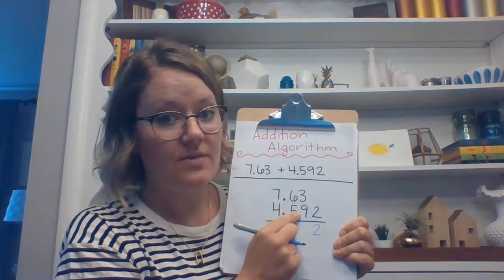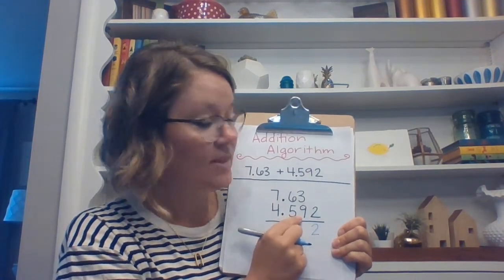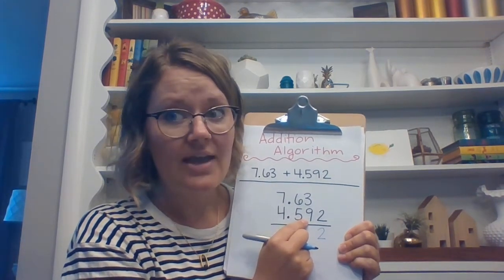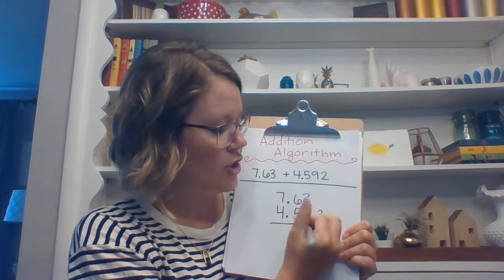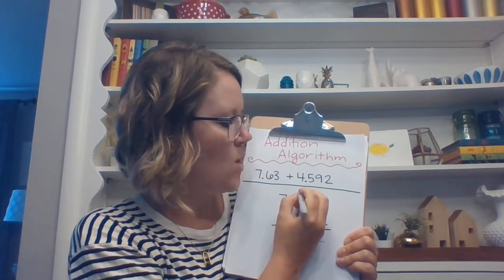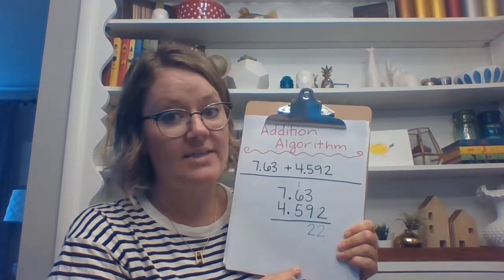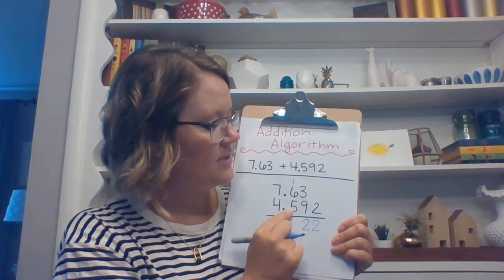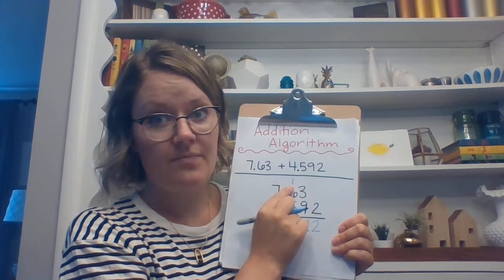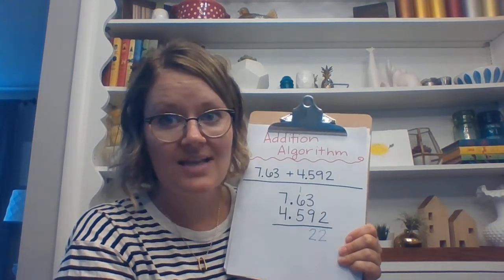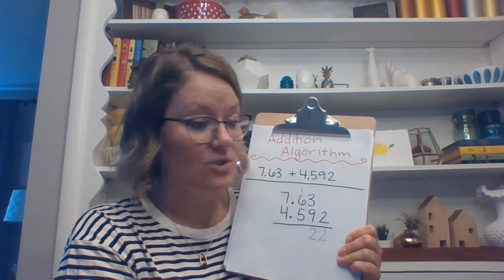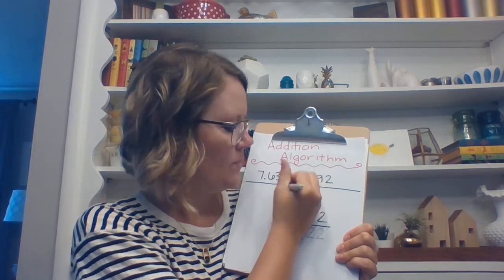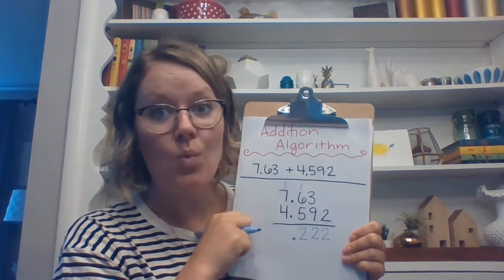Then I add up my hundredths. 3 hundredths plus 9 hundredths is 12 hundredths. Okay, so 12 hundredths is really 2 hundredths and 1 tenth. So I'm going to put that 1 tenth above the tenths place. Then I've got 6 tenths plus 5 tenths plus 1 tenth, and that's 12 tenths. And 12 tenths is really 2 tenths and 1 1.